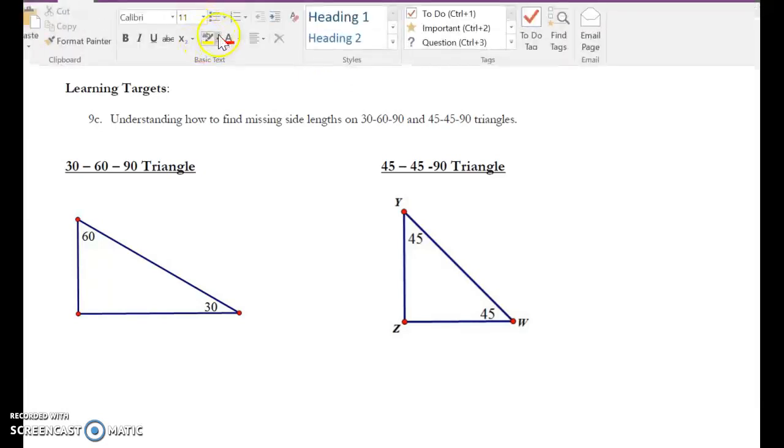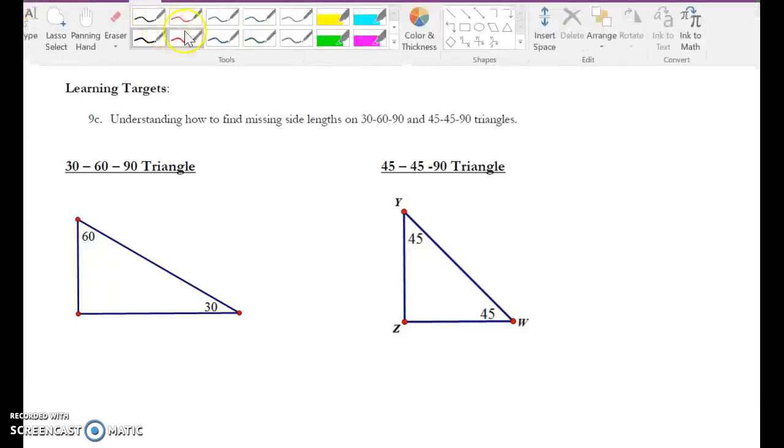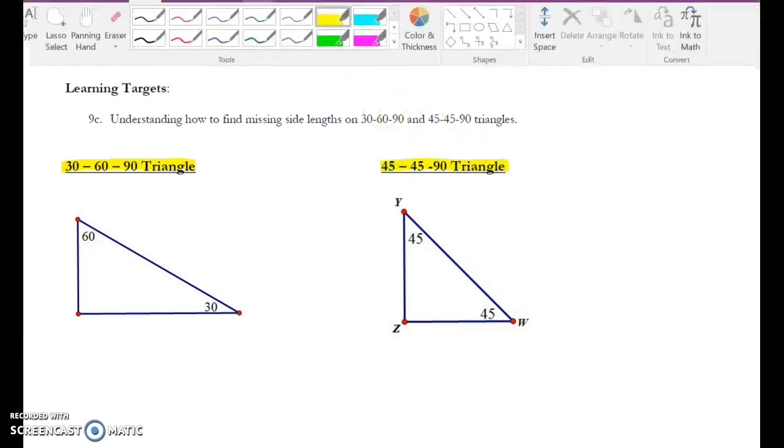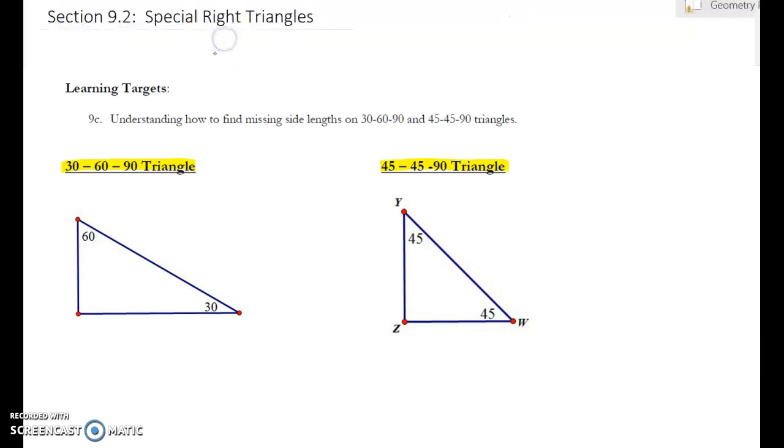Okay, what we're working with today is special right triangles. And so there's two types. There's the 30, 60, 90 and the 45, 45, 90. These are special because these are ones that have instances that show up a lot. And so we have special numbers that kind of help us know how to work with them.